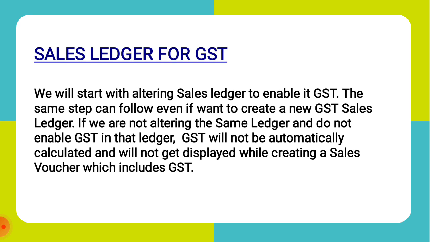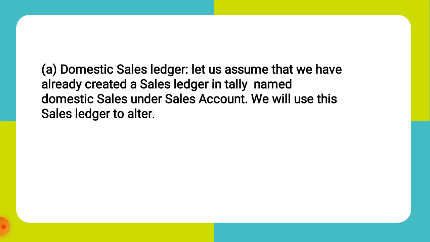We can have two different sales ledgers, namely domestic sales and interstate sales. The first one is the domestic sales ledger. Let us assume that we have already created a sales ledger in Tally named domestic sales under the sales account. We will use this sales ledger to alter. In the ledger alteration screen, we can see the statutory information section on the left hand side.